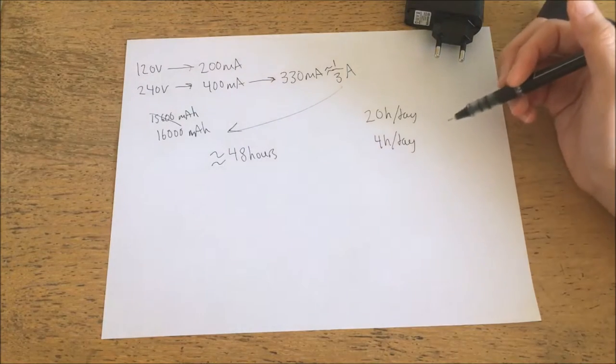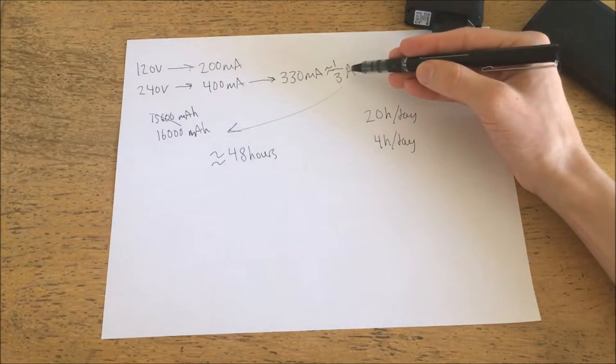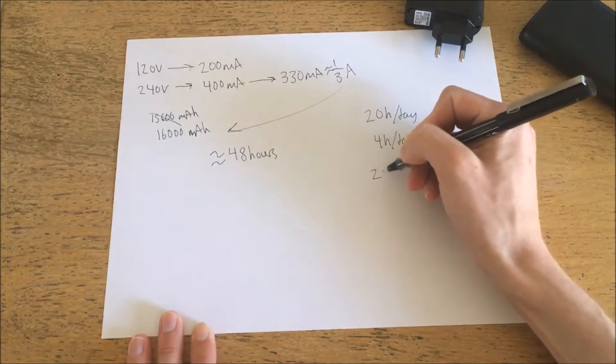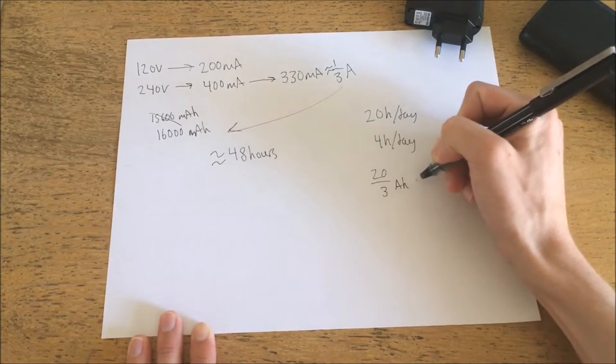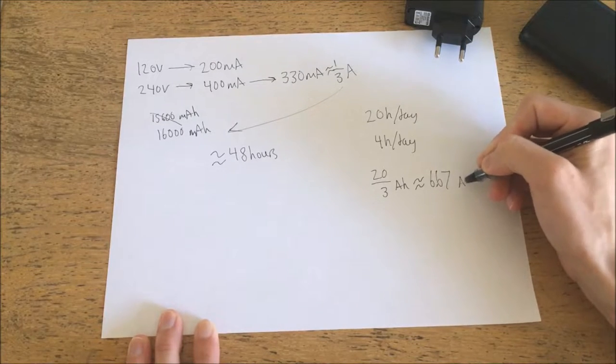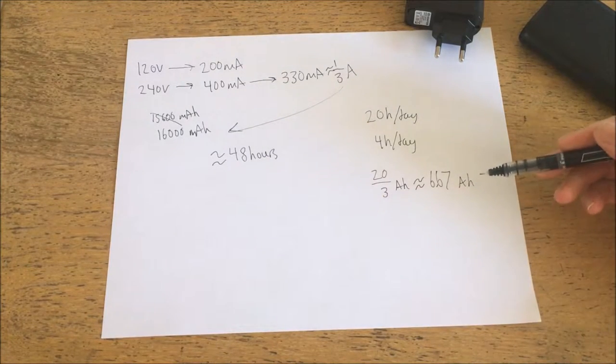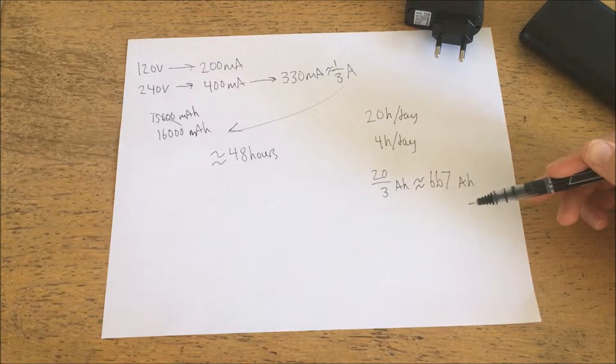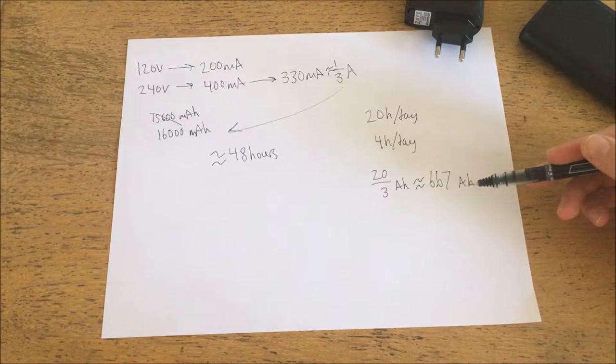But assuming 20 hours a day of charge time at 1/3 of an amp, that means we get about 20/3 amp hours, which is approximately 6.67 amp hours. Now on the surface, this is what it would appear our energy budget or our charge budget is per day.